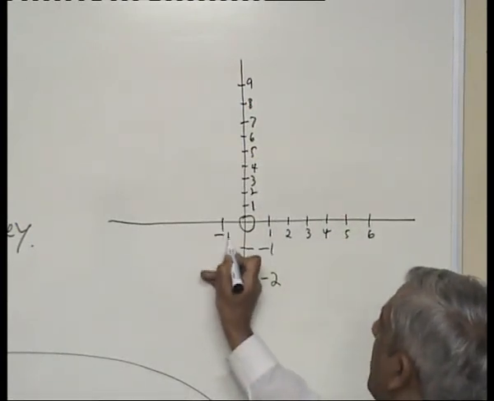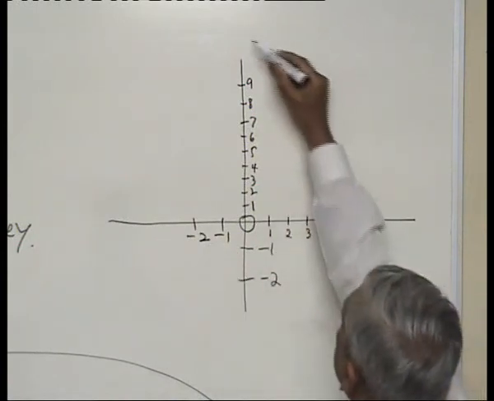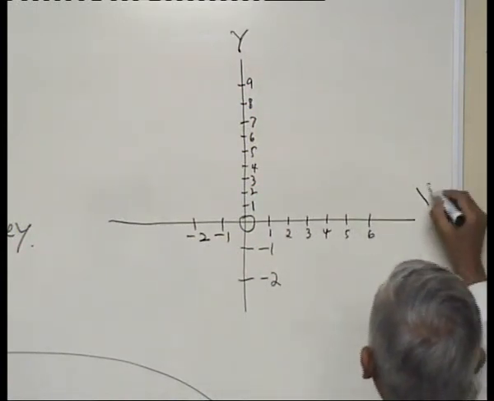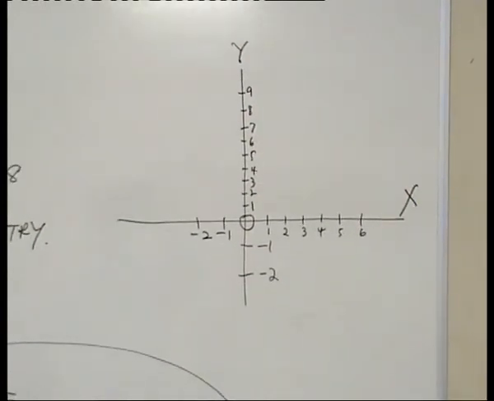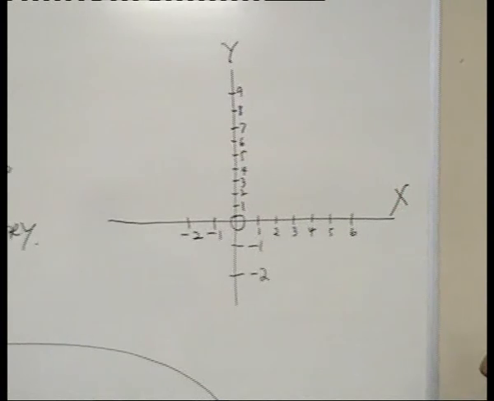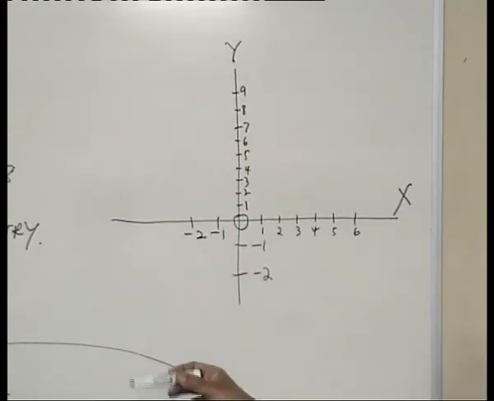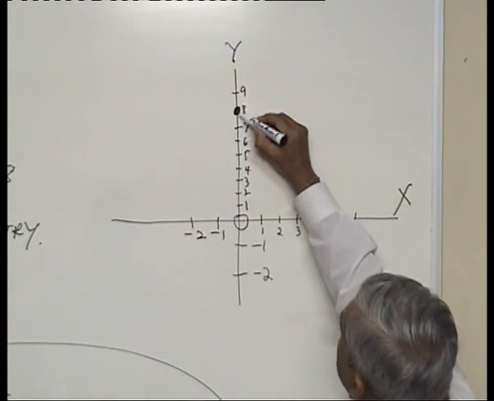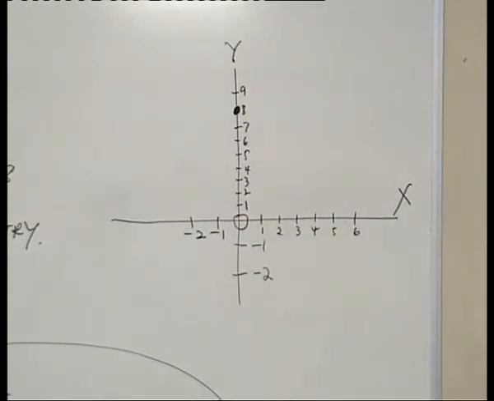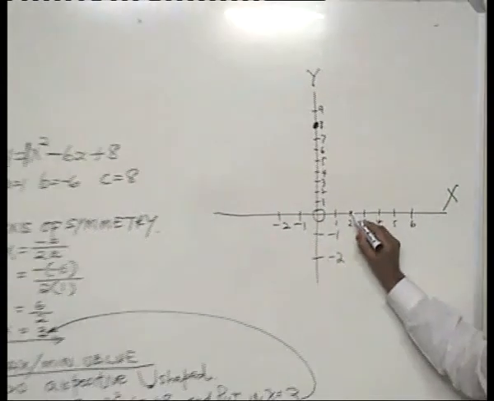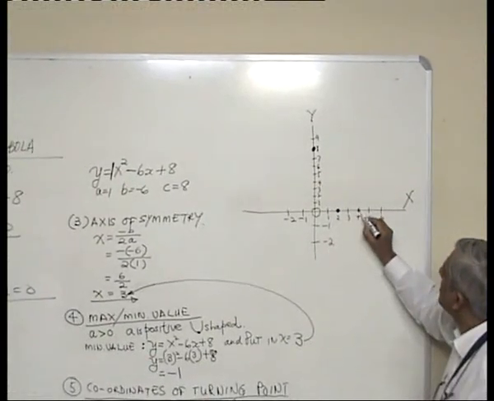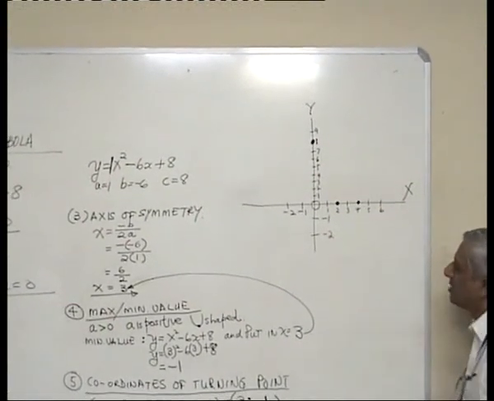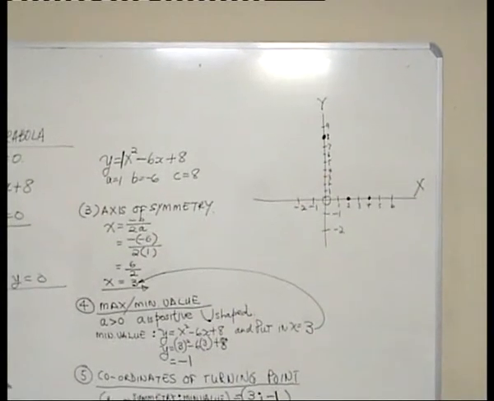Alright, just to complete the picture, there's minus 1 and minus 2, and that's obviously your y-axis, and that's your x-axis. Now, you just plot the points from one side. So what is the y-intercept? If you look at the y-intercept, it is 8, isn't it? So we place a dot on the y-axis at 8. Then we look for the x-intercepts. The x-intercepts are 4 and 2. So you place a dot on 2 and you place a dot on 4. Those are your 2 x-intercepts.